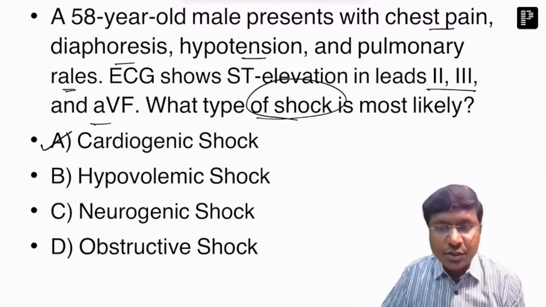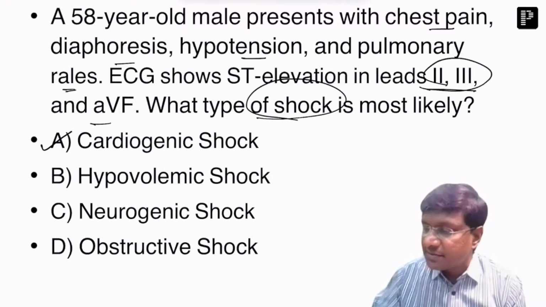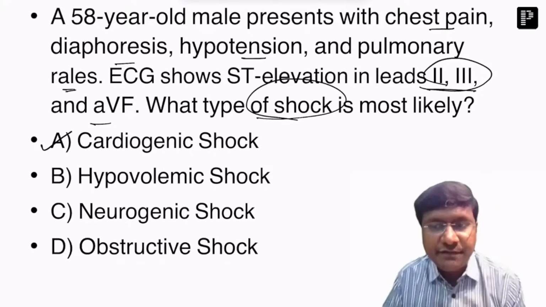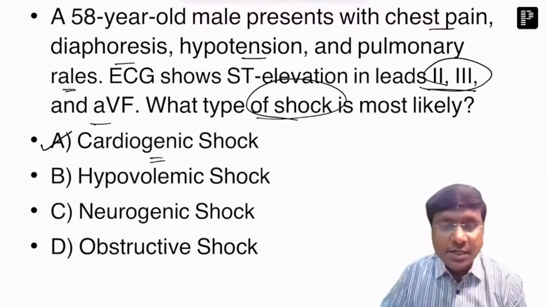So in cardiogenic shock, what have we discussed? There will be reduced cardiac output due to impaired cardiac function. The individual is having ST segment elevation in 2, 3, aVF. What does it suggest? It suggests an inferior wall MI, and in inferior wall MI, there can be cardiogenic shock.